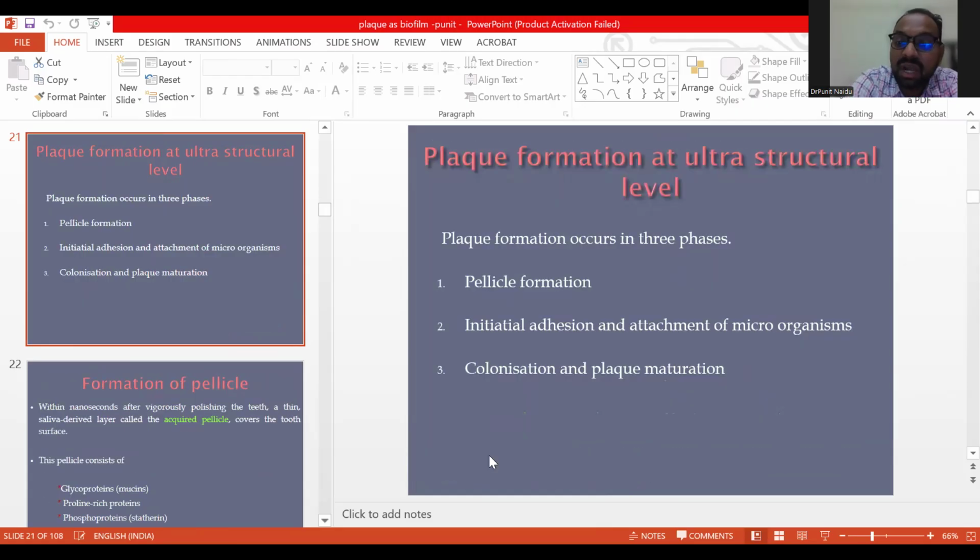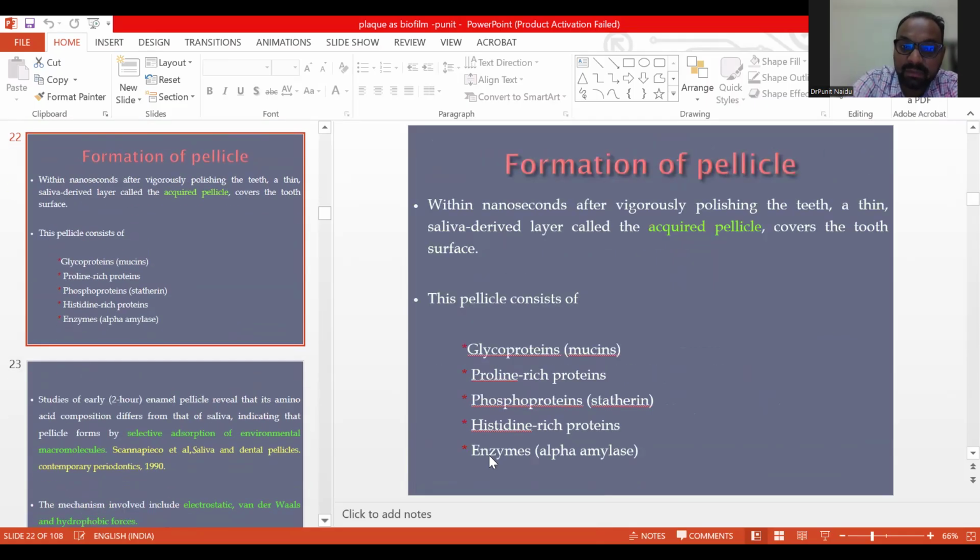Plaque formation occurs in three phases. The first one is pellicle formation, the second is initial adhesion and attachment of microorganisms, and the third one is colonization and plaque maturation. The pellicle, which forms a coating on the tooth surface derived from the saliva, is called the acquired pellicle. This pellicle consists of glycoproteins, proline-rich proteins, phosphoproteins, histidine-rich proteins, and enzymes.